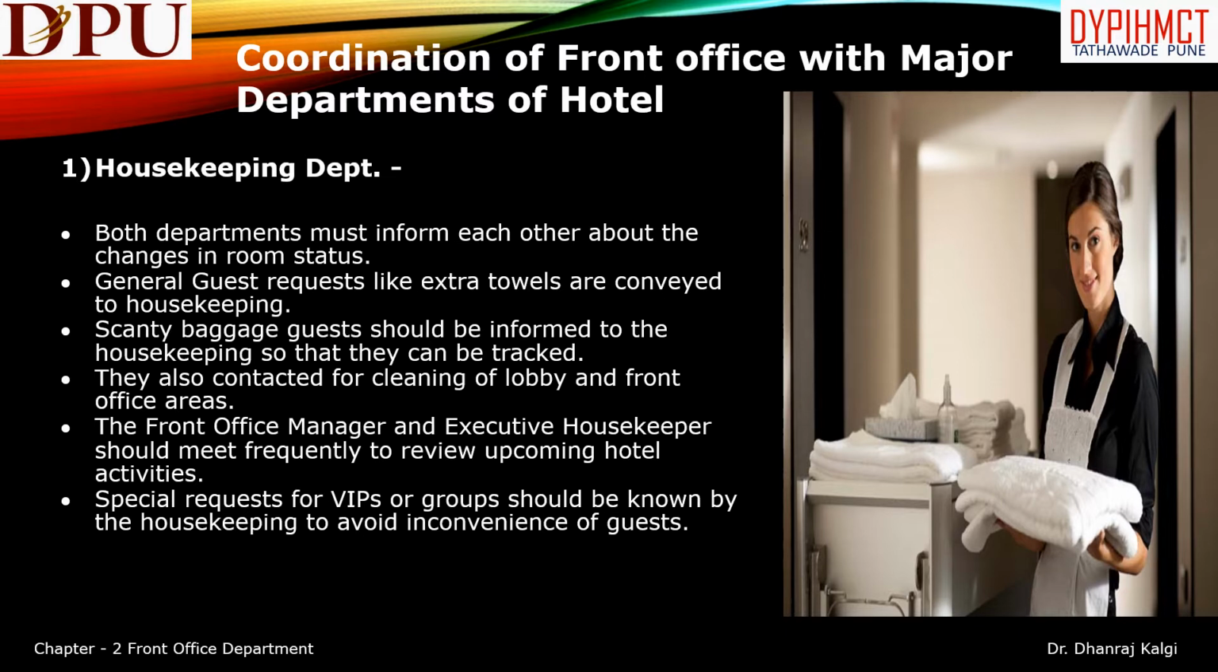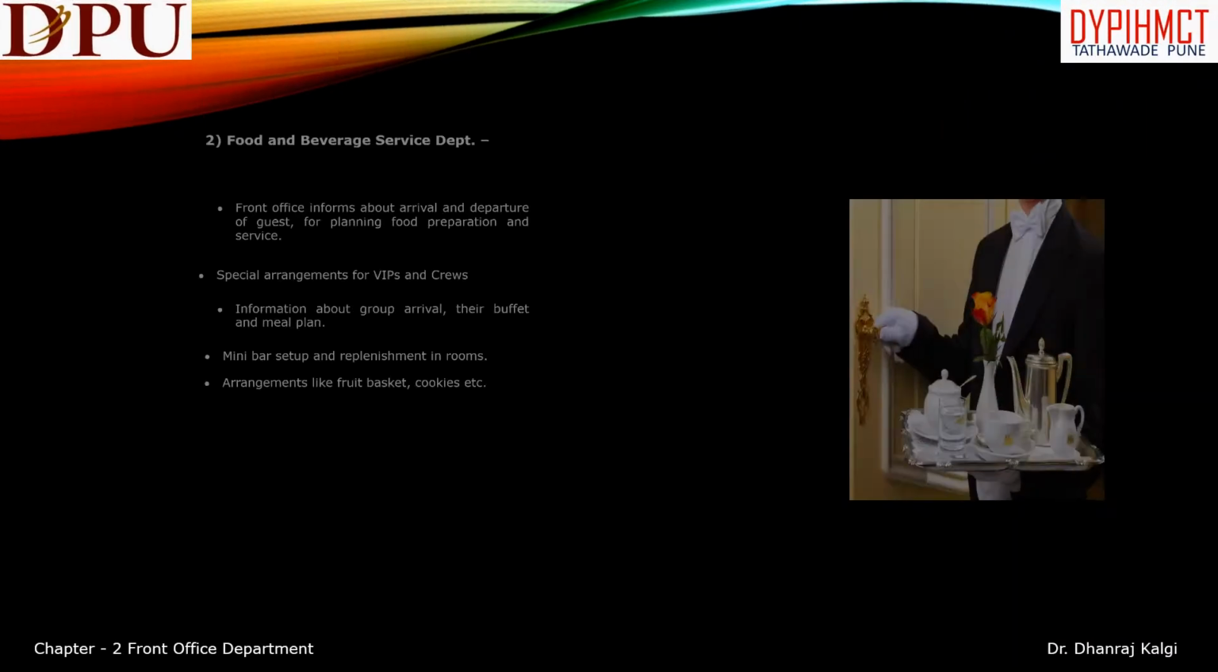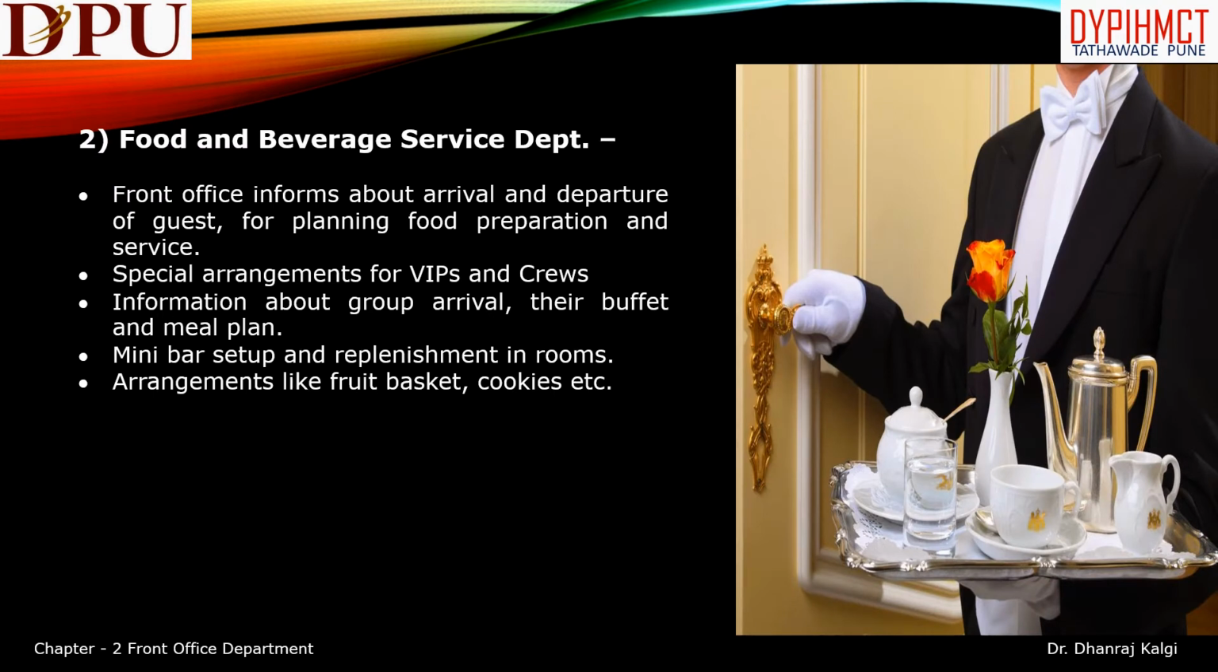The front office manager and executive housekeeper should meet frequently to review upcoming hotel activities. Special requests for VIPs or groups should be known by the housekeeping to avoid inconvenience of guests. Let's discuss the coordination of front office department with food and beverage service department. Front office informs about arrival and departure of guest, for planning food preparation and service. Special arrangements for VIPs and crews, information about group arrival, their buffet and meal plan.